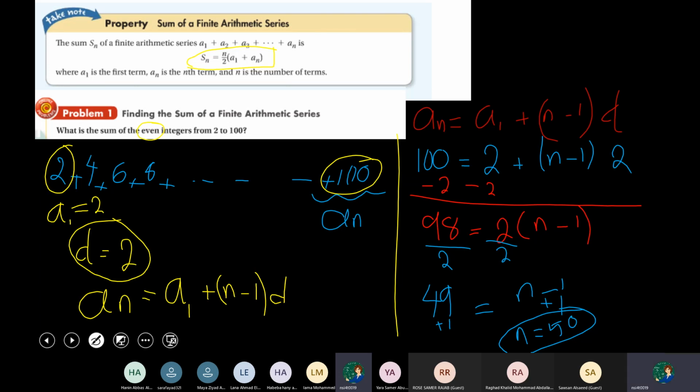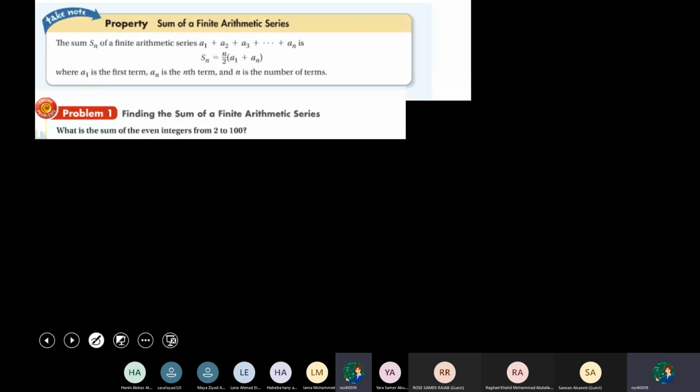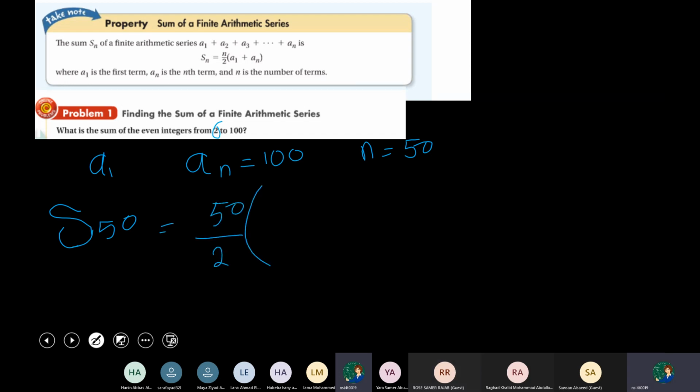By now, is it clear? How can I know it's 50? Yes. Now, after that, I know my first term, which is 2, my last term, which is 100, and I know that the number of the terms is 50. Now, can I know the summation here? Yes, I can say it is 50 over 2 times my first term 2 plus my last term 100. So 2 plus 100 is 102 times 50 over 2.